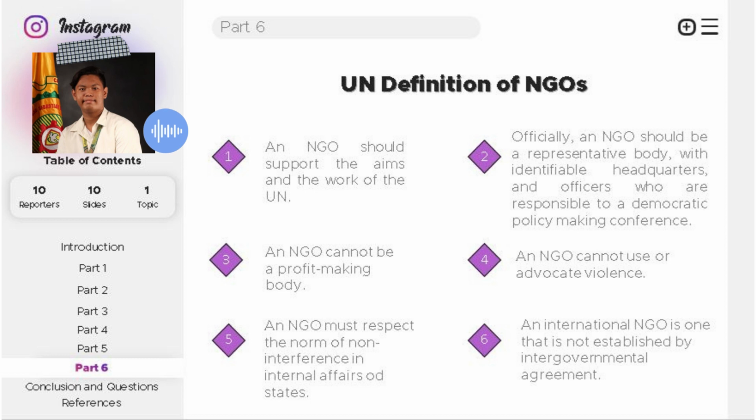Number 3. An NGO cannot be a profit-making body. Hindi pwedeng maging profit-making body ang NGO dahil ang purpose nila ay mag-serve sa government. Number 4. An NGO cannot use or advocate violence. Since sa government sila nagtatrabaho, hindi sila allowed na gumamit ng violence or any advocacy na kumukonekta sa violence.